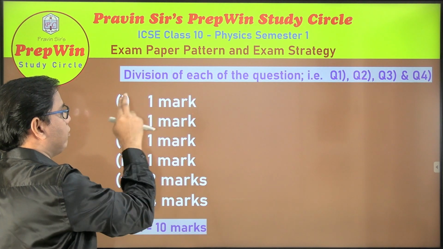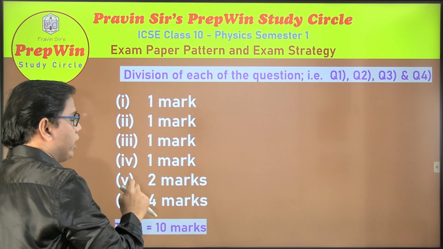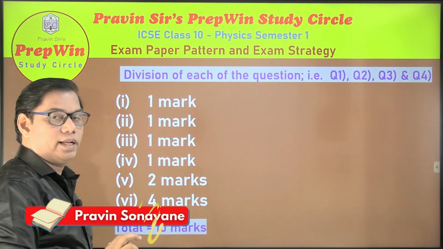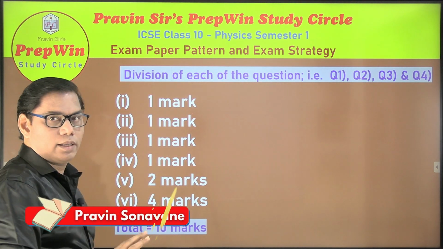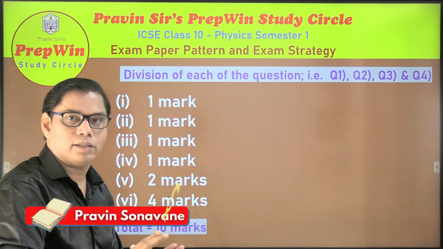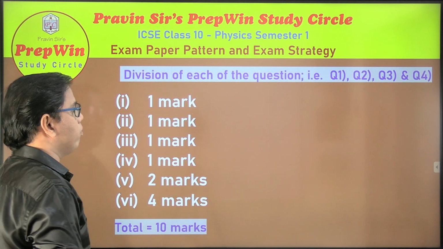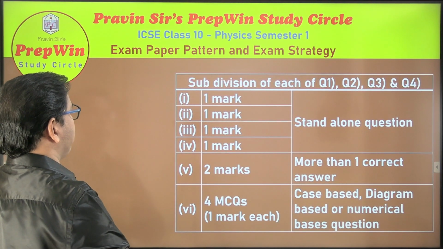So each question will have first 4 questions which is 1 mark each, then question number 5 will be 2 marks each, and then question number 6 is 4 marks. So this total is 10 marks. So question number 1 10 marks, question number 2 10 marks, question number 3 10 marks, and question number 4 10 marks. Let us try to understand this in a better way.